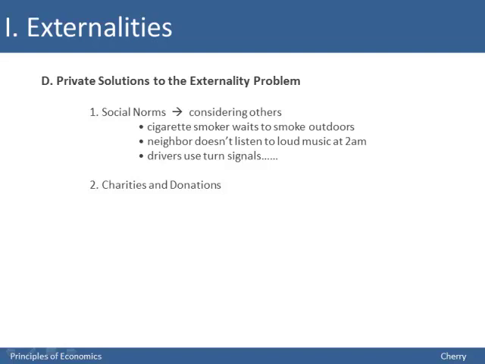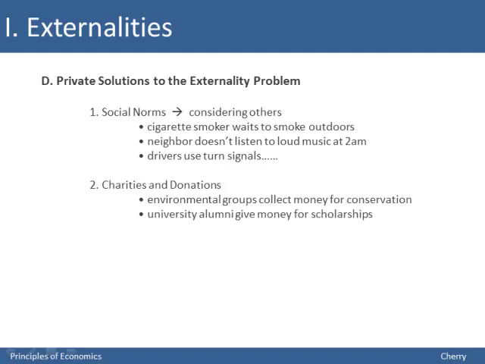Another mechanism would be charities and donations. Right? Environmental groups collect money for conservation. University alumni and others give money for scholarships to help encourage more education. Donors give money for research activity. And then people voluntarily participate in the carbon market. So this is TerraPass programs where people voluntarily buy carbon offsets.